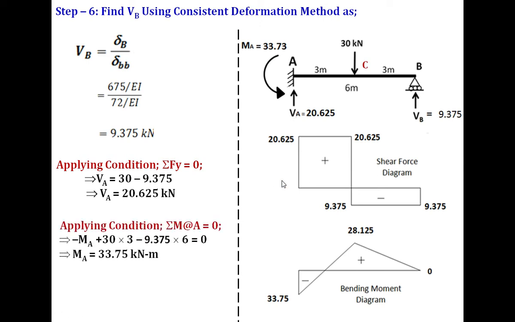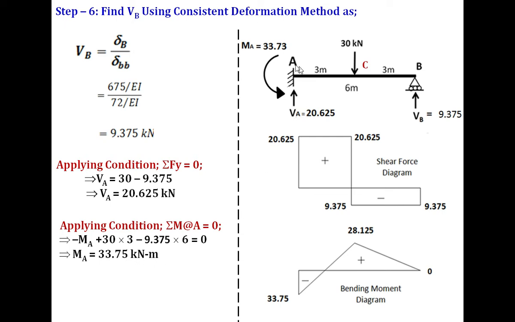In order to find the bending moment diagram, we need to find the moment at A. Let us assume the moment at A in the anti-clockwise direction like this. It's basically a hogging moment. So when we apply sigma moment at point A equal to 0 for equilibrium, minus MA anti-clockwise plus 30 into 3, that is clockwise, minus 9.375 into 6 should be 0, and when we solve this we get MA equal to 33.75 kilonewton meter.